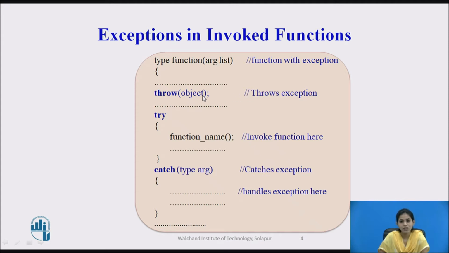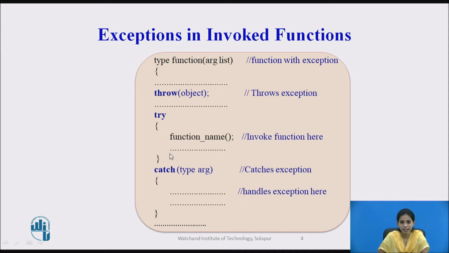Now, we use the try catch block for throwing the exception and for catching the exception. Here we specify the try keyword. After that we open the curly brackets, and in the try block we invoke the function. For invoking the function, we specify the function name, and after that an open and close bracket because it invokes the function. After invoking the function, we close the try block.